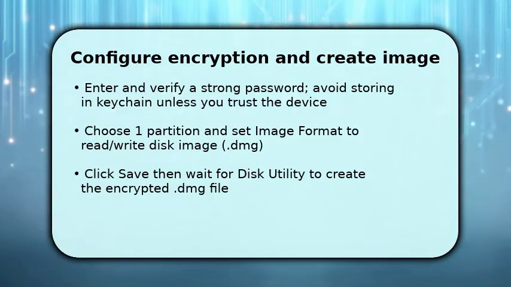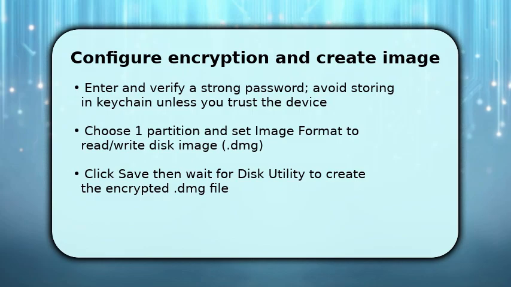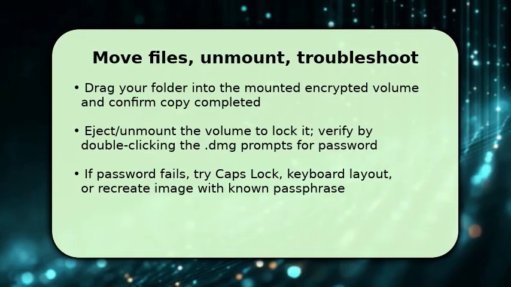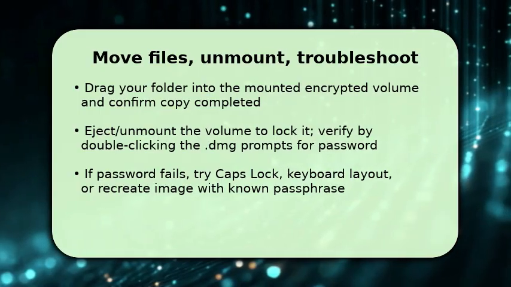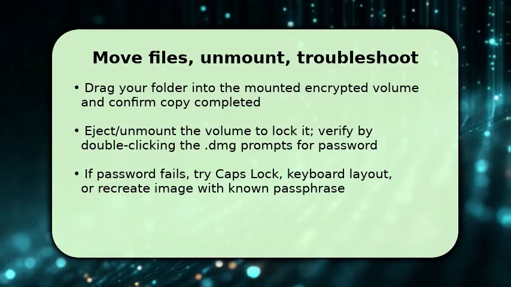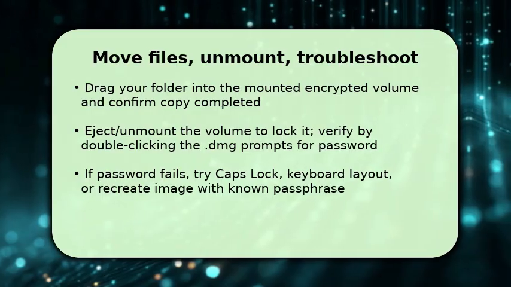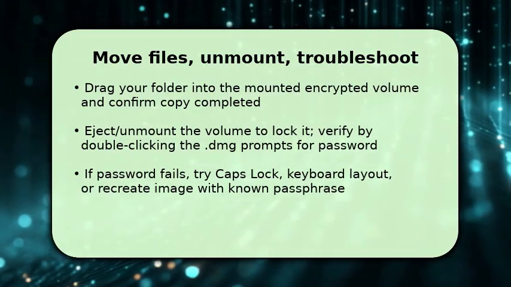This opens a virtual drive where you can move the folder you want to protect. With the encrypted volume mounted, drag your folder into it and wait until the copy completes to preserve file integrity. When done, eject the volume from Finder or right-click and choose Eject. This locks the data behind the password.